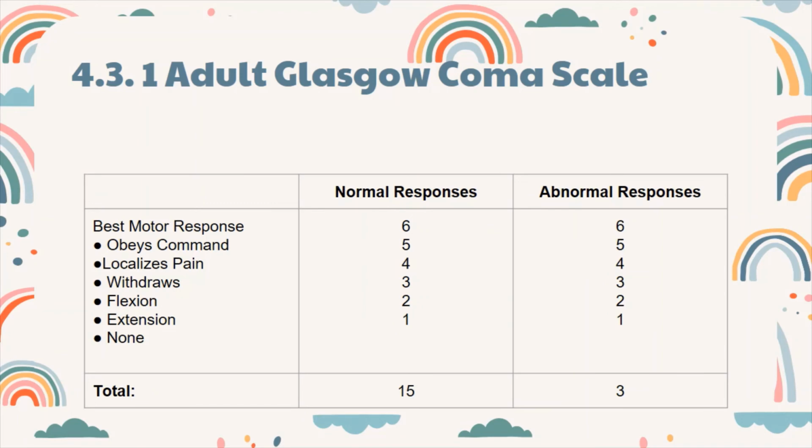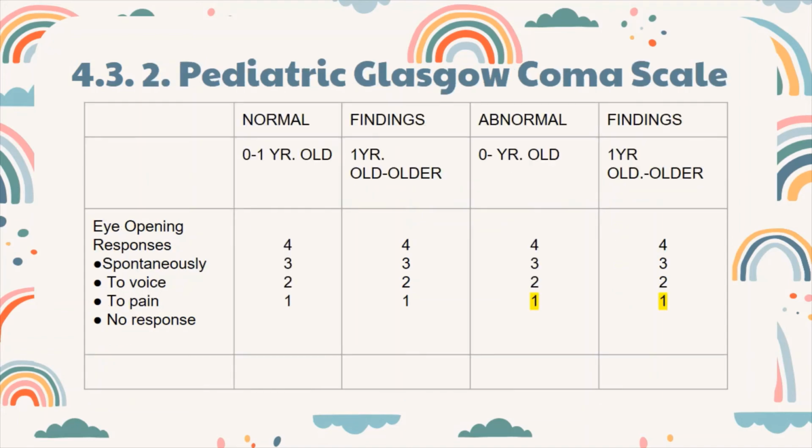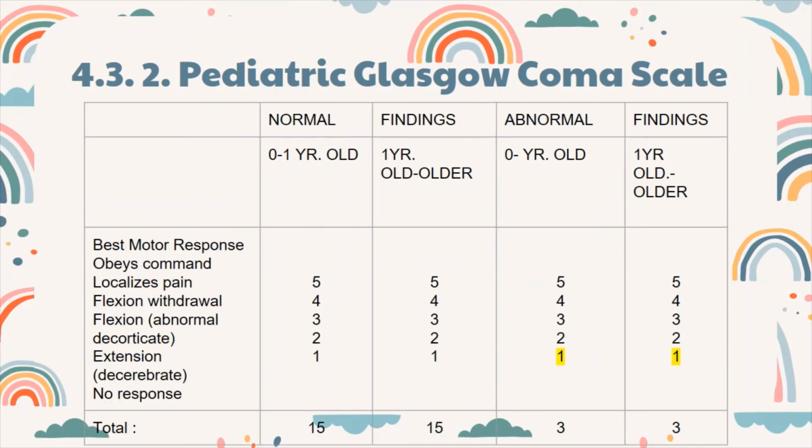The total of normal responses should be 15, while abnormal responses is only 3. For CLO number 4.3.2, we have the Pediatric Glasgow Coma Scale. We have here the age range and their normal and abnormal findings. The total for normal findings is still 15, while for abnormal findings is still 3.